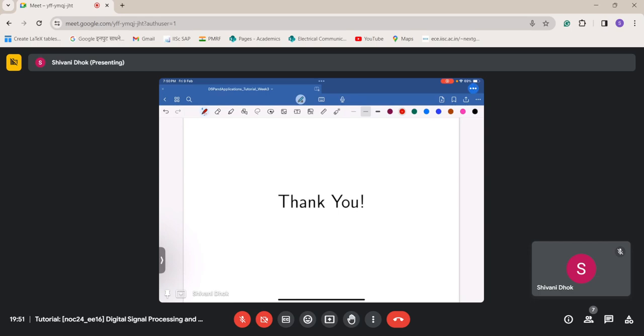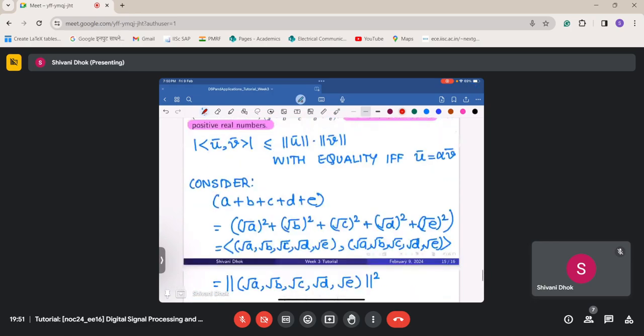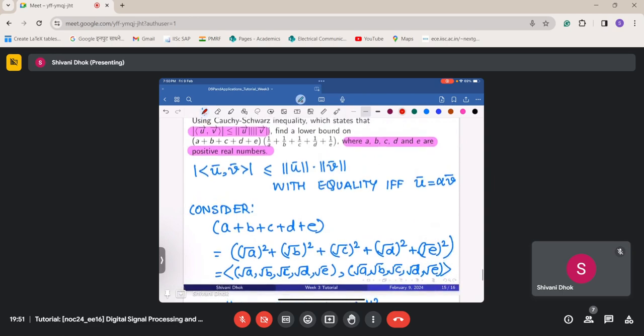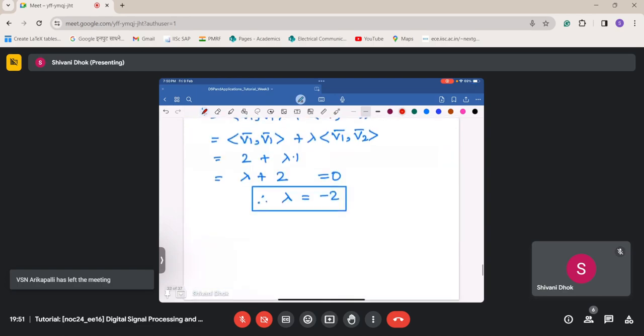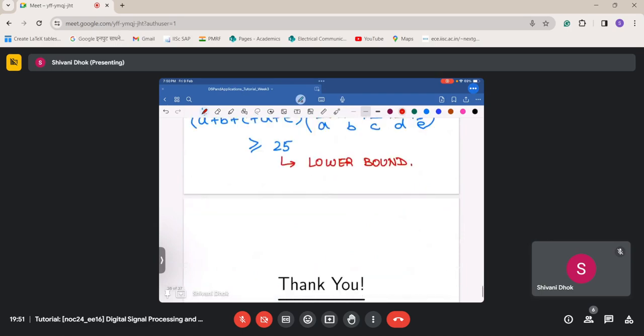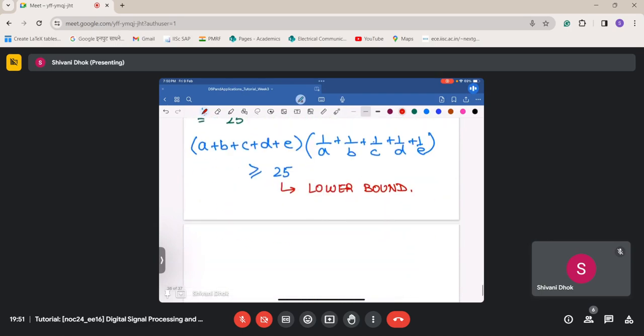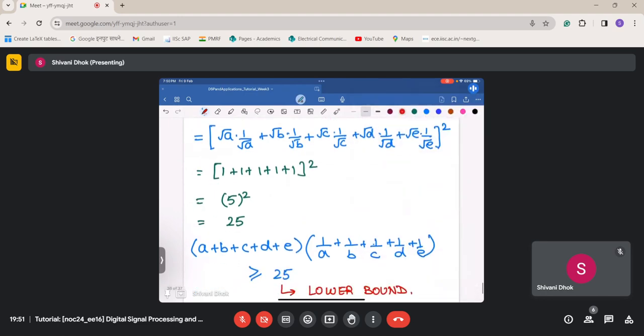Ma'am, you have talked about norm 1, na? How to find out norm 2 or greater? How to calculate norm 2 or greater than 2? It is a property of that vector. So for example, let me add a page.